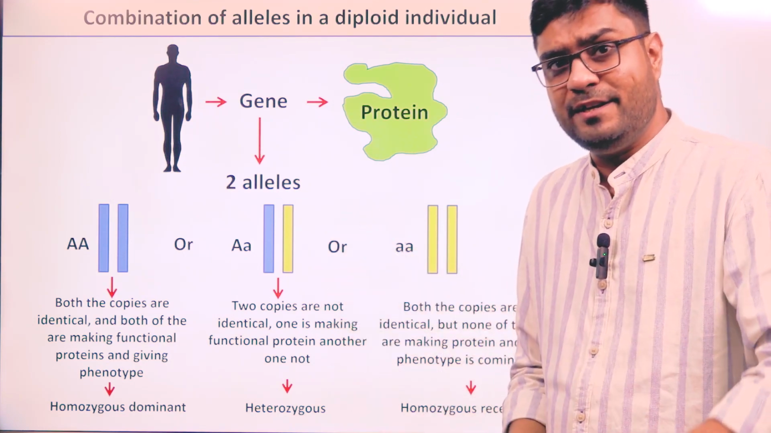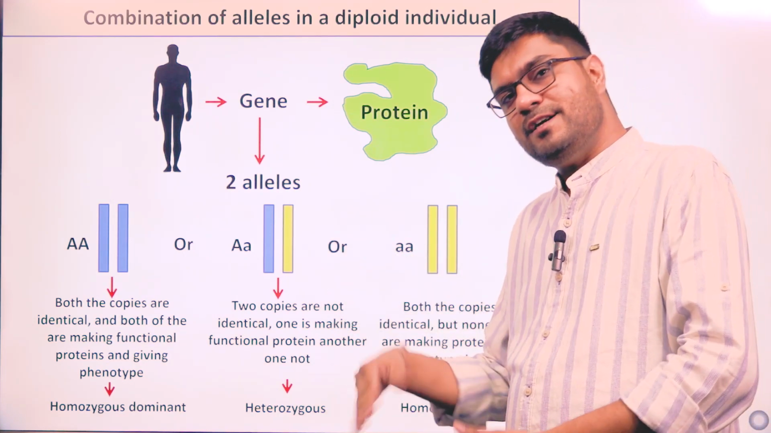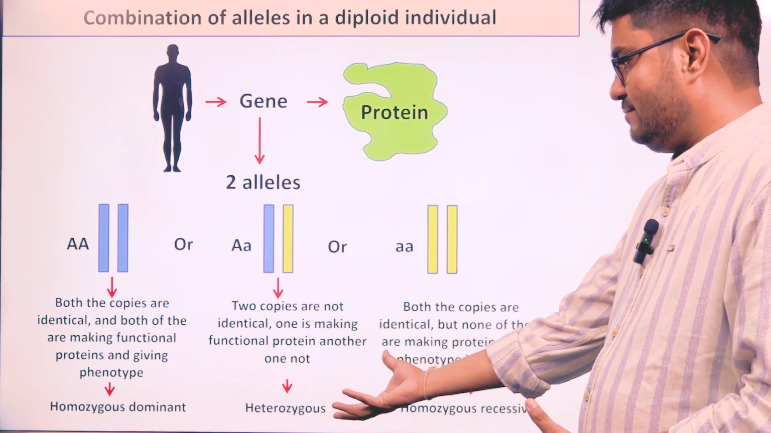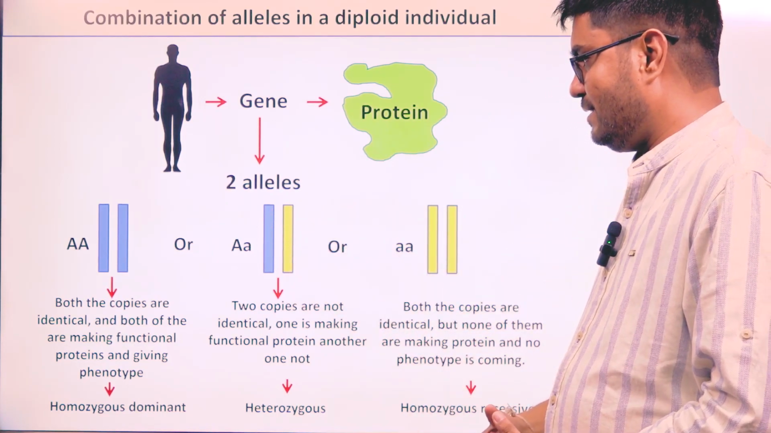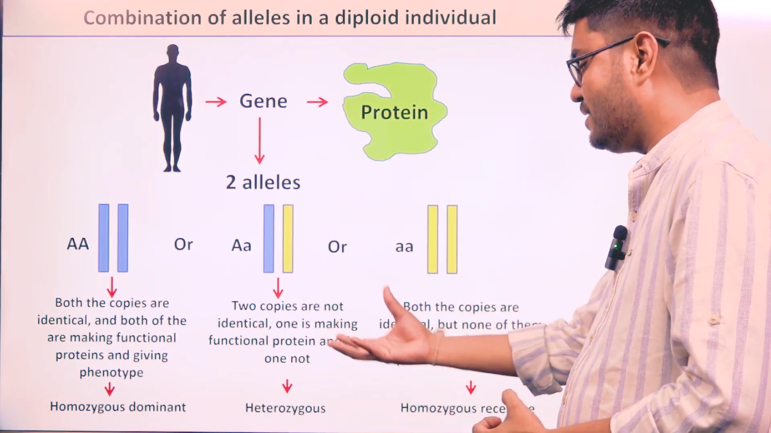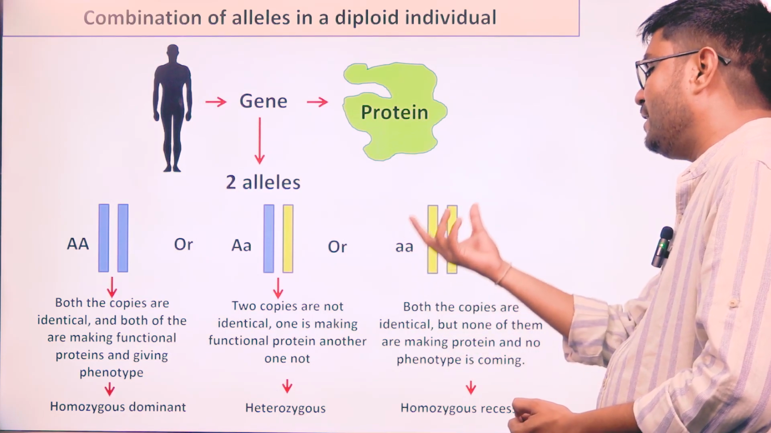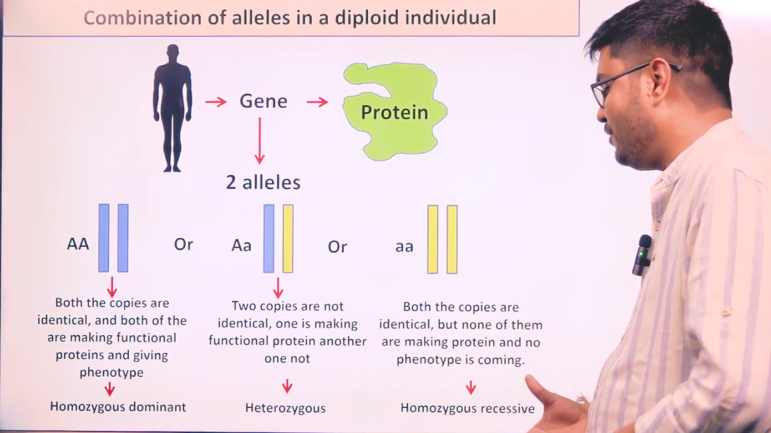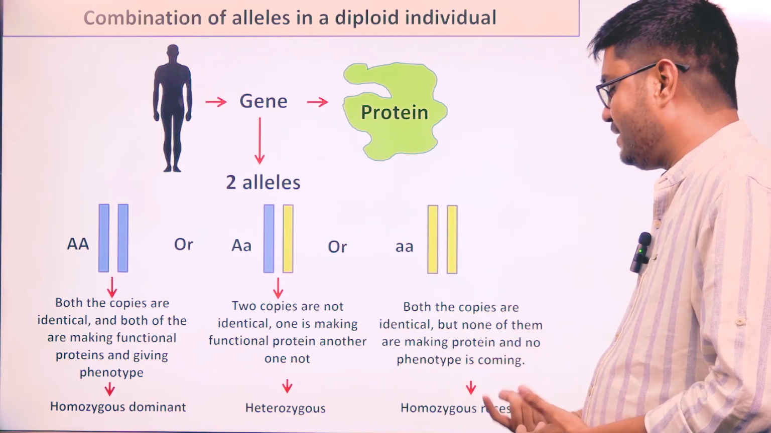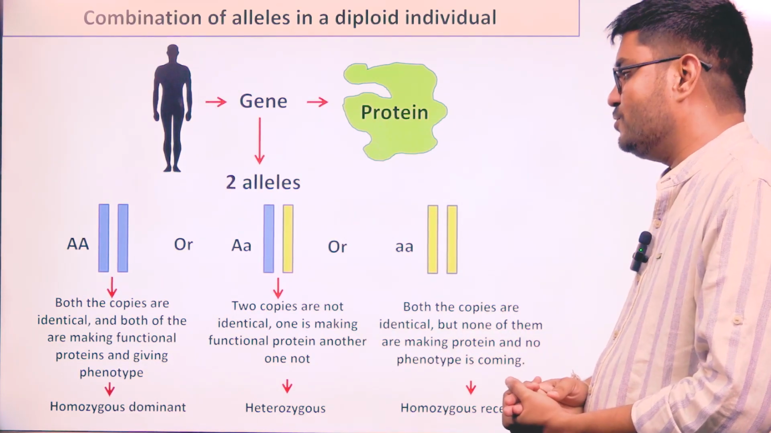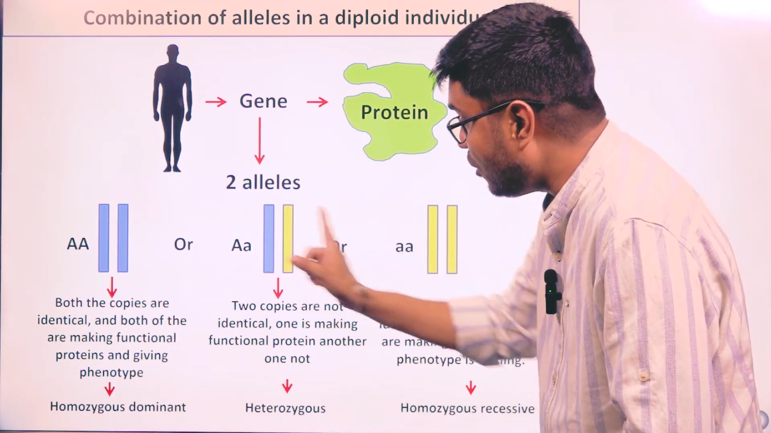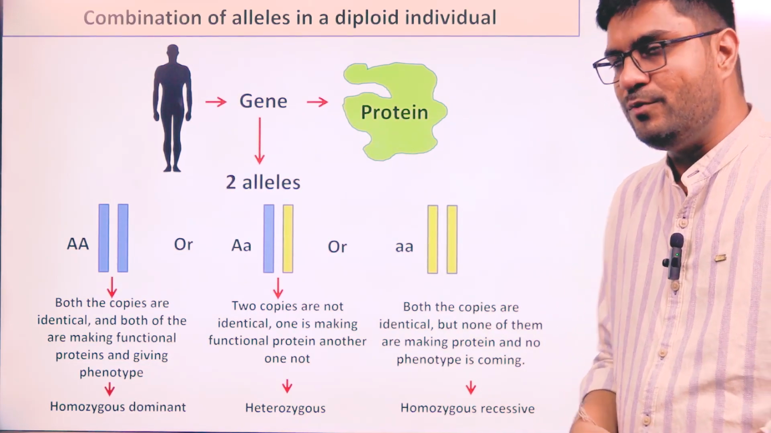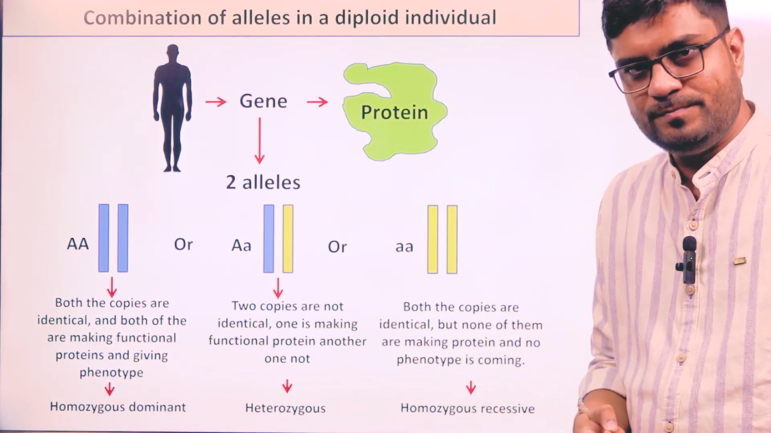Heterozygous means they are not identical. One is giving us protein, the other is not giving us protein, right? And because of one copy we are getting the phenotype. The condition is heterozygous. Then both the copies are not giving us any functional protein, no result, no phenotype, but the copies are identical. We are calling it what? Homozygous recessive.